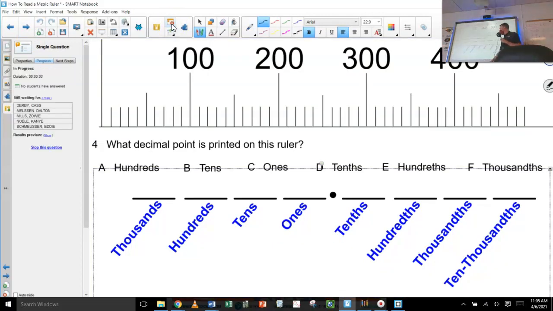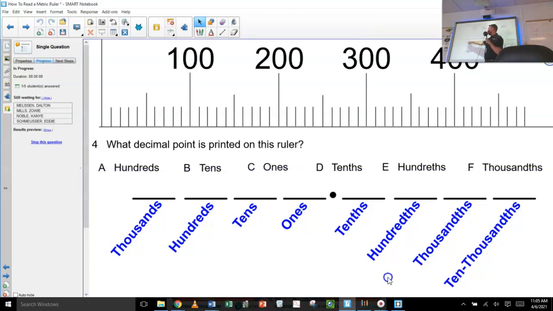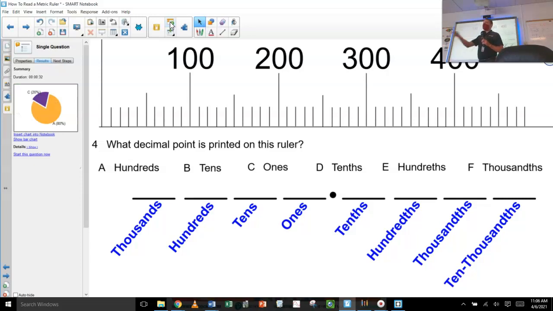What decimal point is printed on this ruler? Is it A, hundreds, B, tens, C, ones, D, tenths, or E, hundredths, F, thousandths? This is really for me. I'm curious what we did. Are we getting this? Yeah, we did better than last time, right? Nice job. What's the answer to this one?